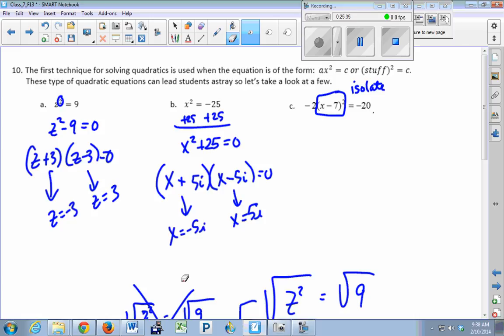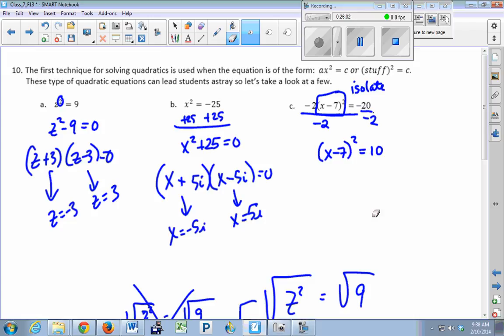Someone said add 2. I would add 2 if it said -2 plus, right? If there was a plus or a minus. So what's the -2 doing to that expression? What's the operation between -2 and this expression? Multiply. So to undo multiplication, you divide both sides by -2. Okay, so now you get this.